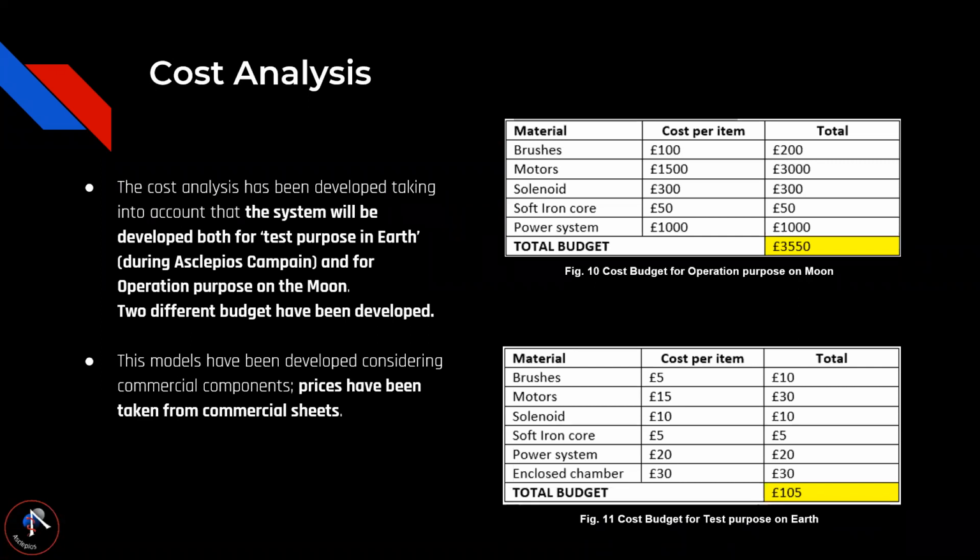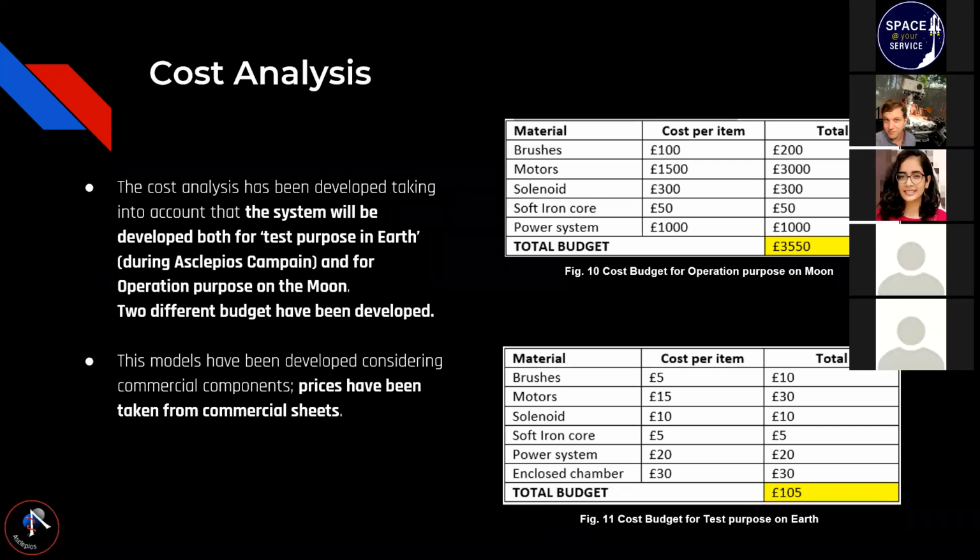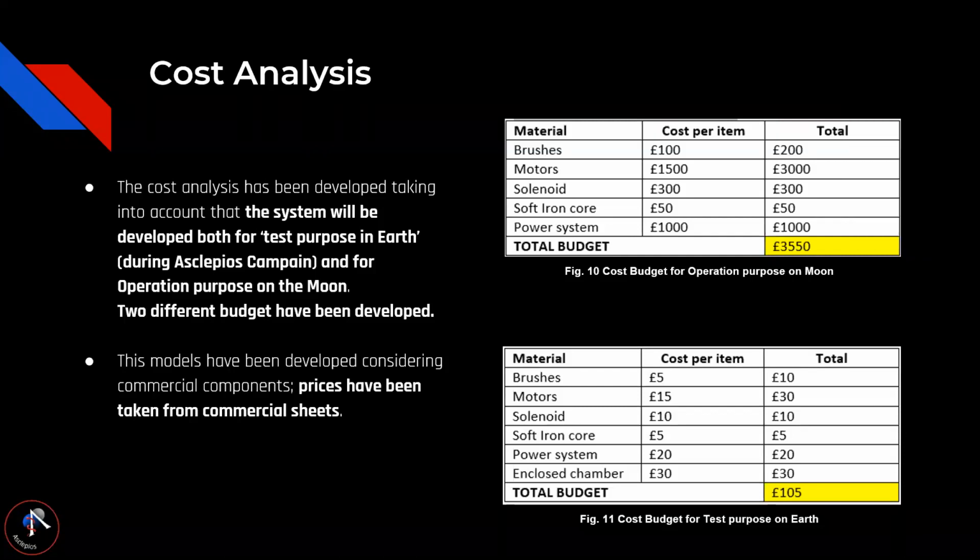And here we can see a draft of the budget we considered for our proposal. You can see two different budgets because we considered both options. The first is to develop a solution only for the moon, the final configuration for use on the moon, and you can see that the total budget is roughly 3,500 pounds. And the second solution is much cheaper.